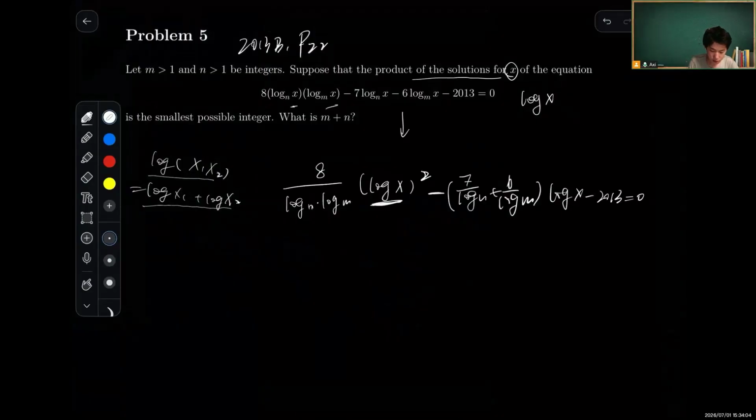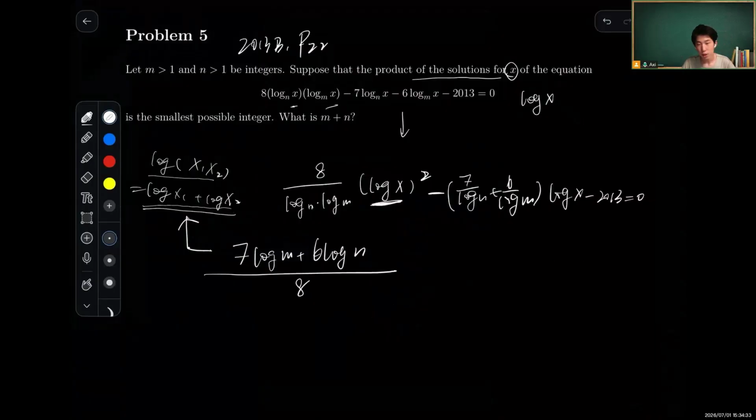This suggests Vieta, of course, because we want the sum of solutions. So the sum of solutions, first we have to convert this into a basic polynomial, and then we apply Vieta. So in this case, the expression for this thing is simply 7 times log of m plus 6 times log of n, divided by 8. Great news. Now we have the intimidating task of actually finding when this can be, and since the logarithm symbol is messed up here, let's just move it out.